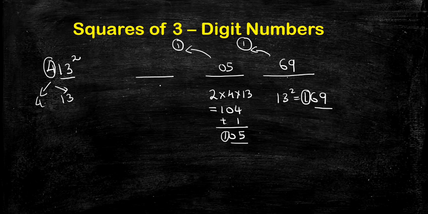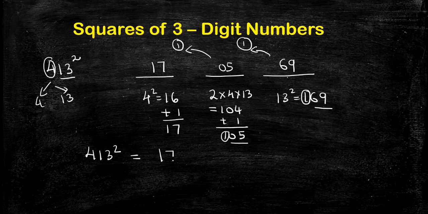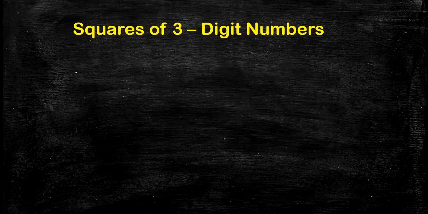Now this place will be the square of the other number, which is 4. 4 square is 16, plus 1 is 17. So you get 413 square is equal to 170569.